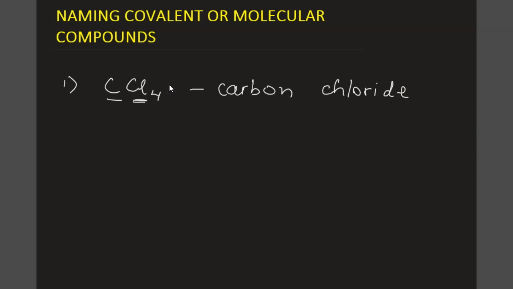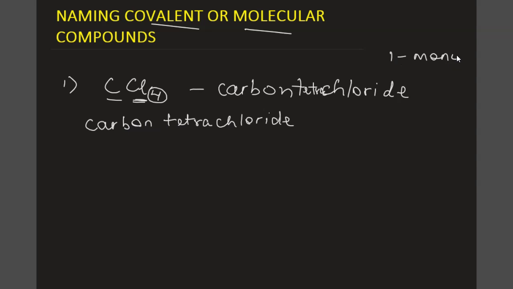One thing we have to remember is that in covalent compounds or molecular compounds, we also name the subscripts. So this 4 represents tetra. This is how we put it. So let's rewrite down the name. So the name of CCl4 is carbon tetrachloride.